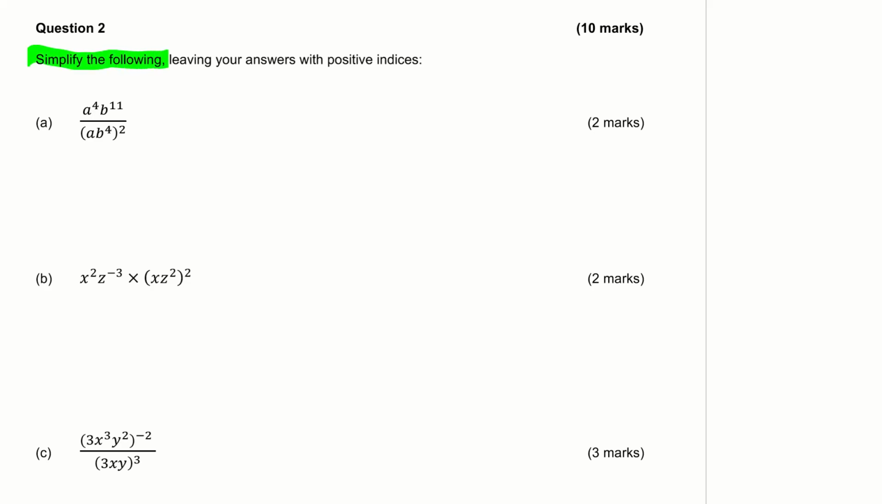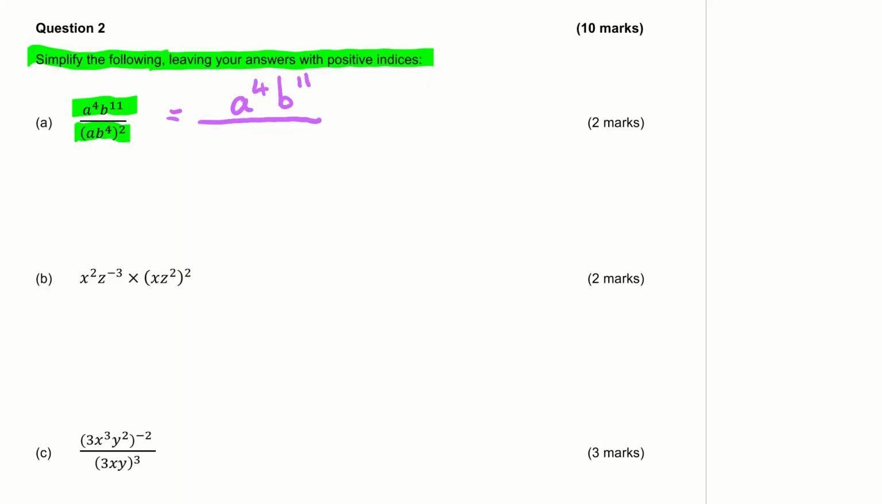Simplify the following, leaving your answers with positive indices. So here we have a to the 4, b to the 11 over ab to the 4, all squared. So there's nothing we can do with the top to start with.